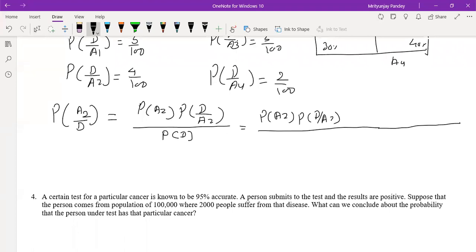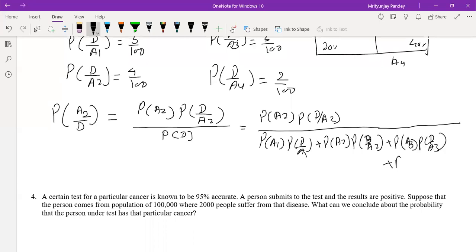Probability of A1 into probability of D defective upon A1. One minute. Probability of A1, probability of D upon A1. Very good. Yes, probability of A2 multiplied by probability of defective given A2, correct? Plus probability of A3 multiplied by probability of defective given A3. Yes, plus, very good, probability of A4. Okay, so now just put the values and find the answer.